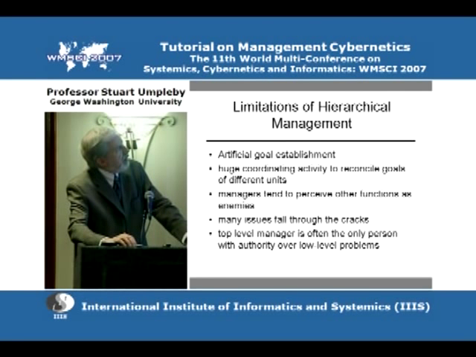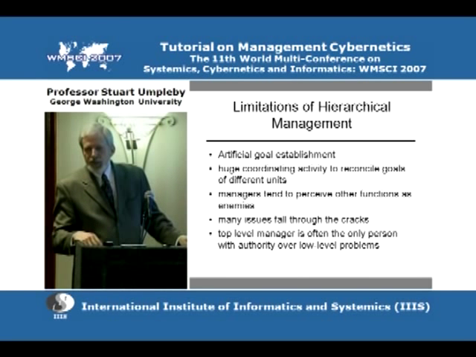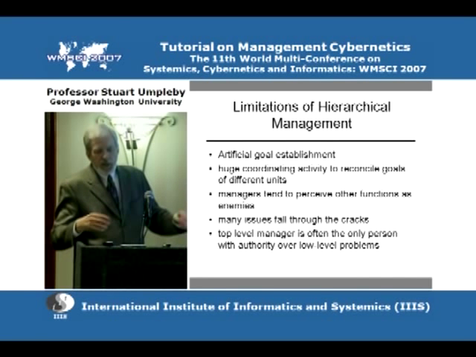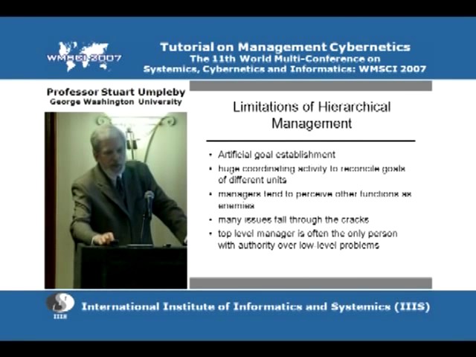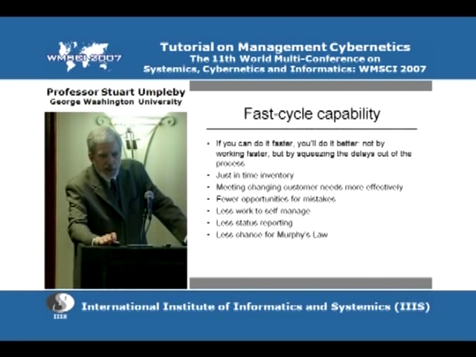The limitations of hierarchical management: you have artificial goal establishment, namely people like to have their division grow relative to other divisions, but that may not be helpful to the organization as a whole. So you have these conflicts in terms of trying to optimize the subsystems as opposed to optimizing the system as a whole. You have a large coordinating activity to reconcile goals. Managers tend to perceive other functions as enemies. Many issues fall between the cracks, and sometimes top management is often the only people working on low-level issues.